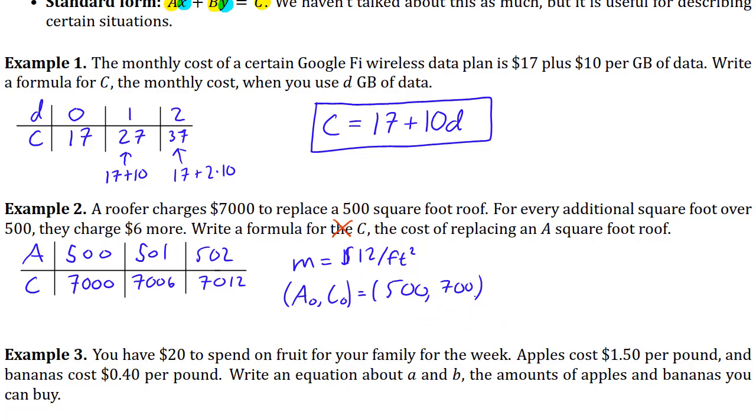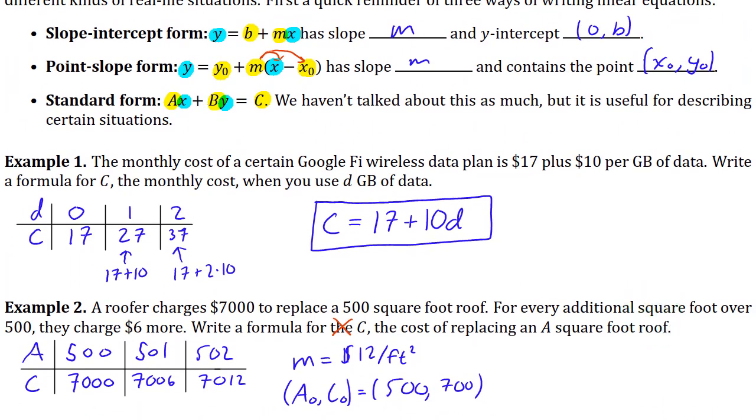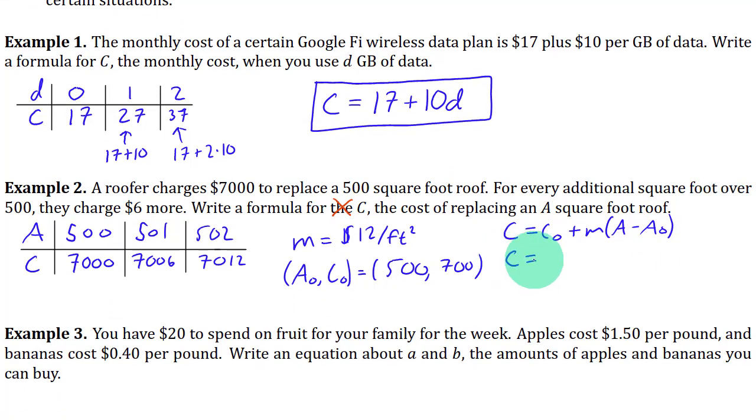So that means we can write this in point slope form because we know a point and we know the slope. So looking at point slope form here, I'm going to write this just with, it's a formula for C, so we're going to have C instead of Y, and we're plugging in the variable A. So I'm going to write this using A and C. So that's going to be C equals the C0 plus M times A minus A0. And in this case, the C0 is 7,000. That's like the starting cost. Plus the rate of change here is 6.